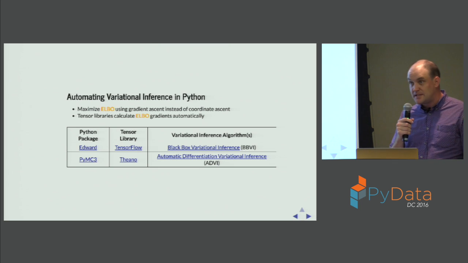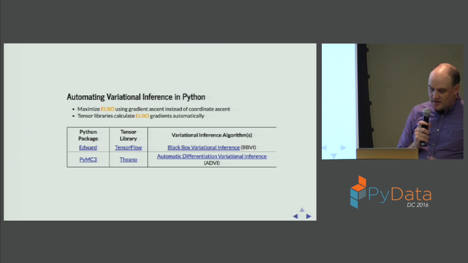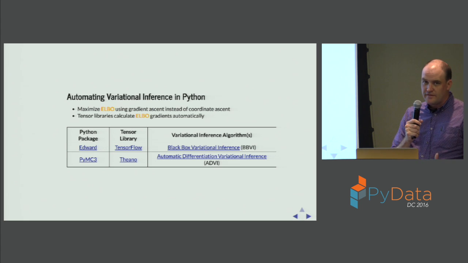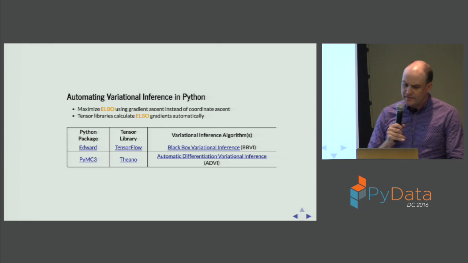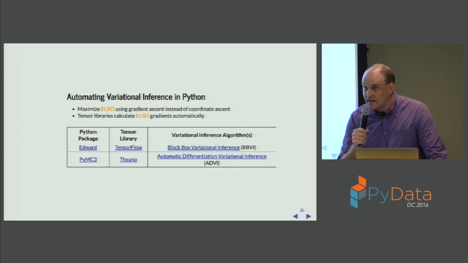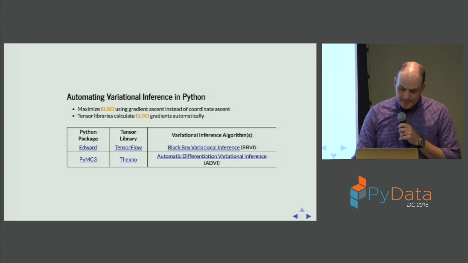And then there's also PyMC3, which, like I said, I'm a little more experienced with. I use it a lot. Its tensor library is Theano, if you've ever heard of that. It started in the neural network world, but it's useful for a lot of other things. And then it implements something called automatic differentiation variational inference. And we'll talk about what that means in a second.